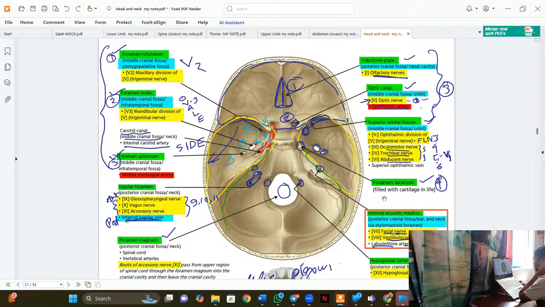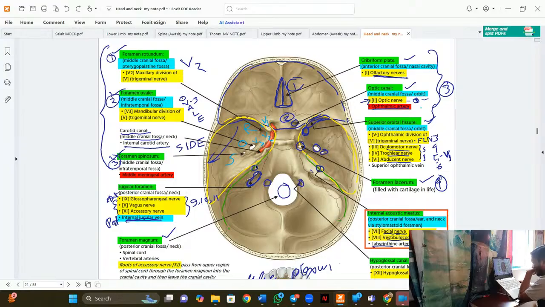Foramen lacerum is filled with cartilage in life. Okay. This is foramen lacerum. Ultimately, foramen lacerum does not transmit or contain anything. It is filled with cartilage in life. Okay. Then posterior cranial fossa.